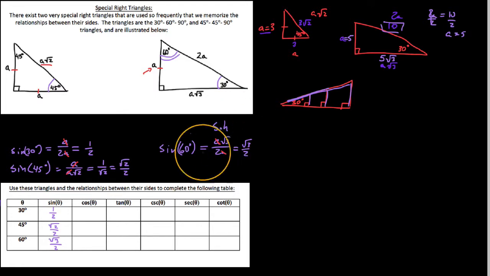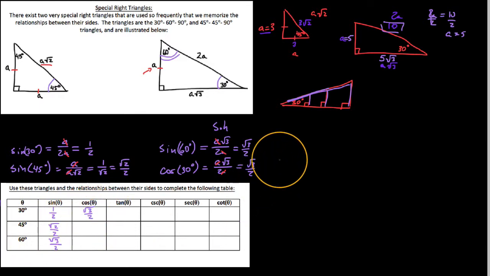Now let's look at cosine values. Cosine is a little bit different. Cosine doesn't compare the opposite side to the hypotenuse, it compares the adjacent side to the hypotenuse. So if we were to do the cosine of 30, up here we said here's our 30-degree angle. Notice this, we get adjacent over hypotenuse, which is just this a root 3 over 2a, and we've already seen this just above. We get root 3 over 2. So you'll notice that the cosine of 30 is the same as the sine of 60, root 3 over 2.